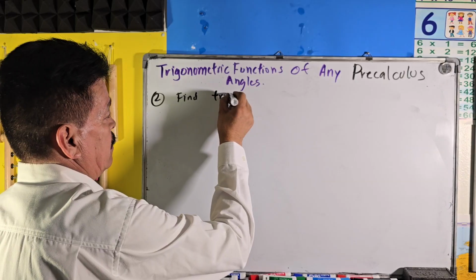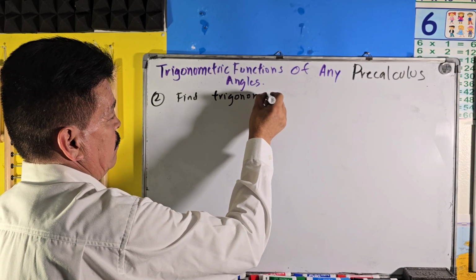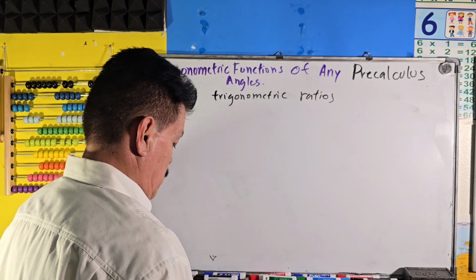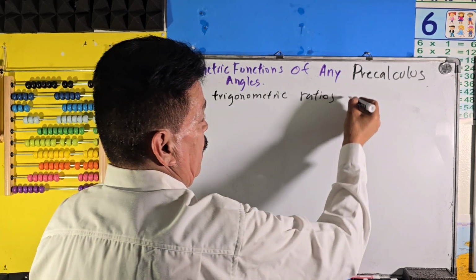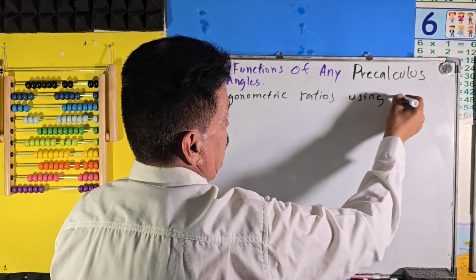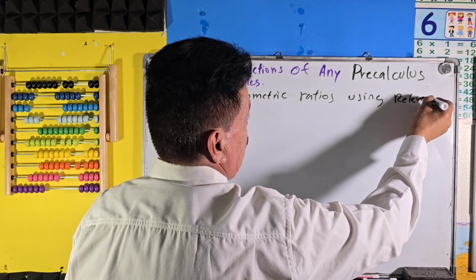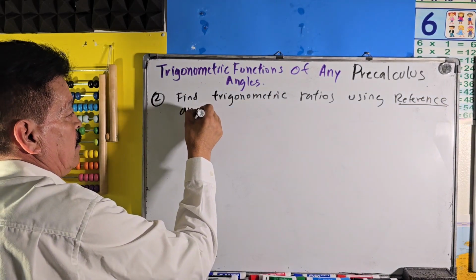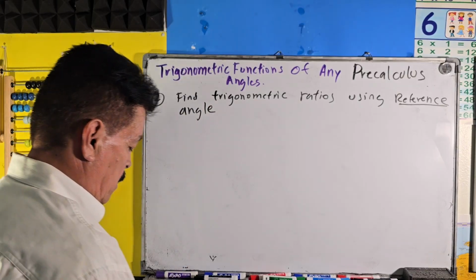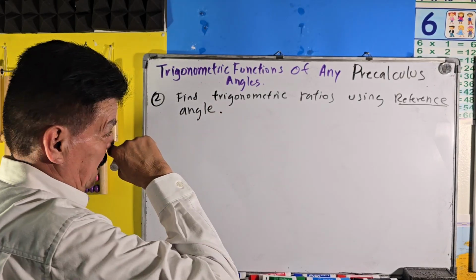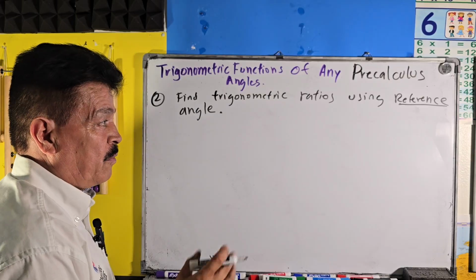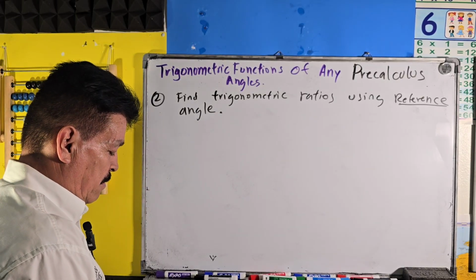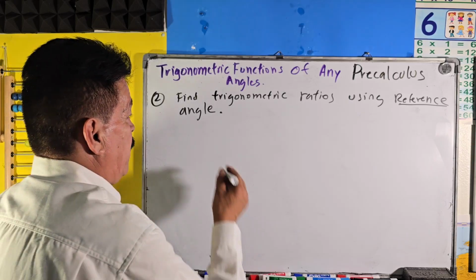trigonometric ratios using the reference angle. Okay, this is number two. Remember, we already know what the reference angle is. So now let's evaluate this problem.